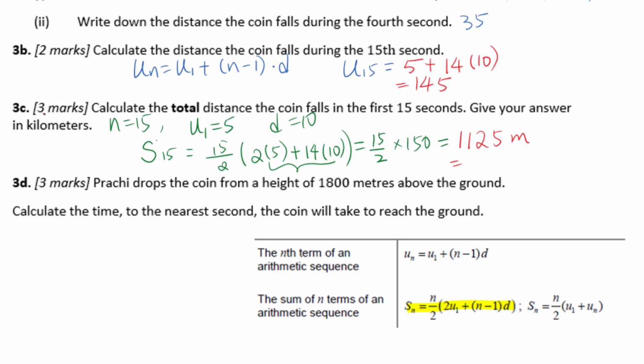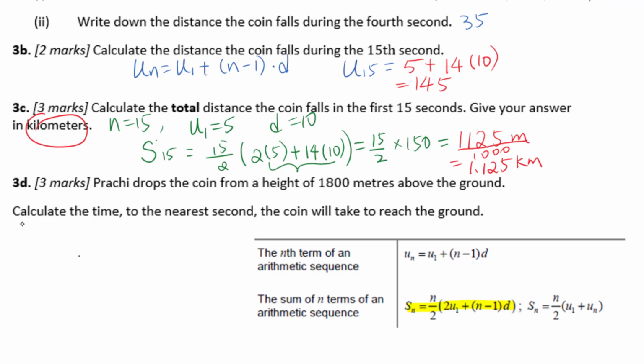Since we need an answer in kilometers, we have to divide it by 1,000. So the answer will be 1.125 kilometers. For 3D, Prentice drops the coin from a height of 1,800 meters above the ground. Calculate the time to the nearest second the coin will take to reach the ground.